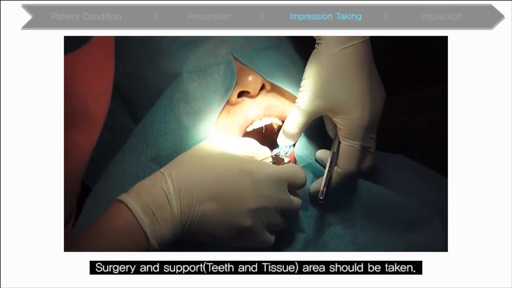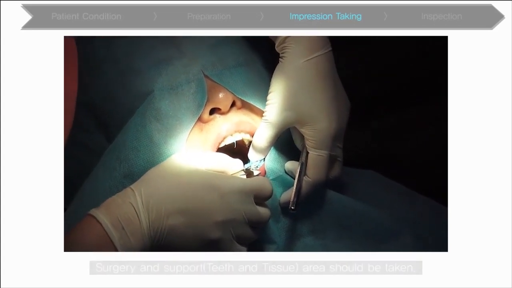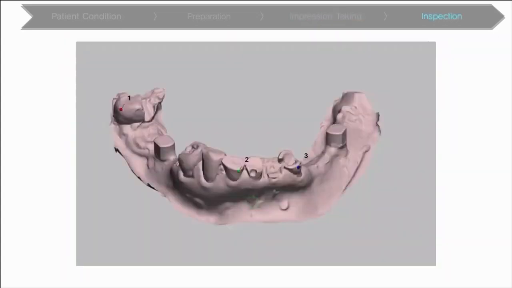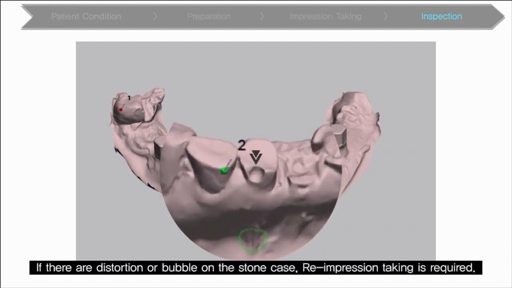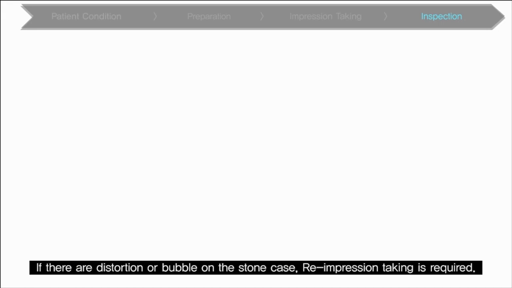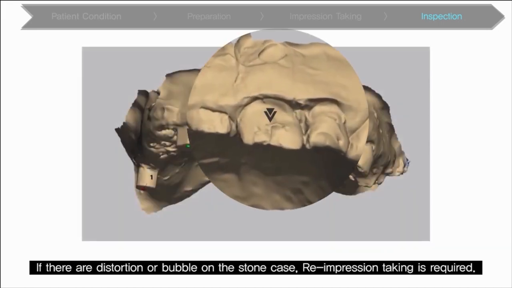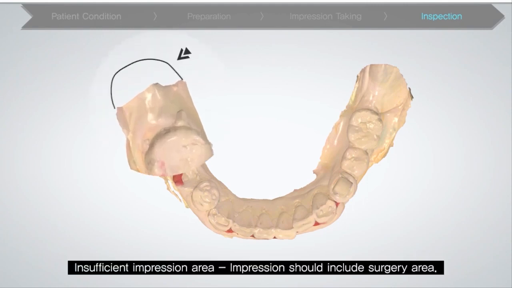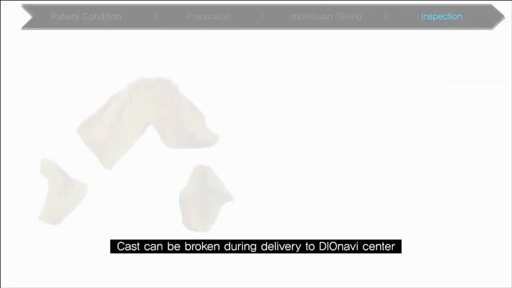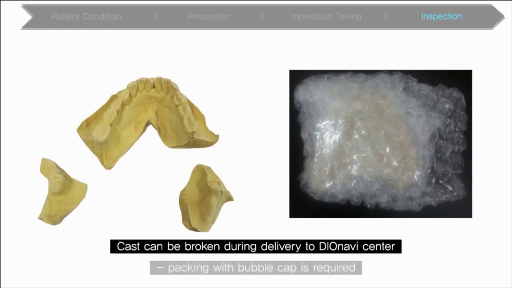For fabrication of an accurate guide, all treatment area including support area should be taken in the impression as well. When fabricating a plaster cast, you should be careful not to make any distortion or bubble on the cast. Otherwise, you need to take the impression again. This is a distortion case. It's important that the impression should always include the surgery area. Plaster cast can be broken during delivery to DO Navi Center, so please cover the cast with a bubble wrap for safety.